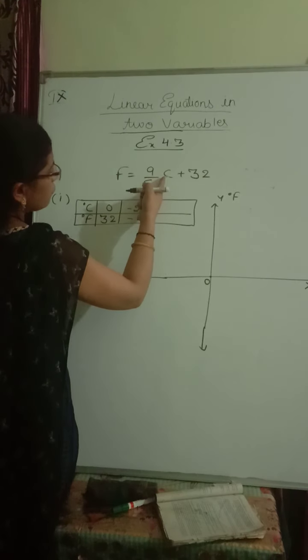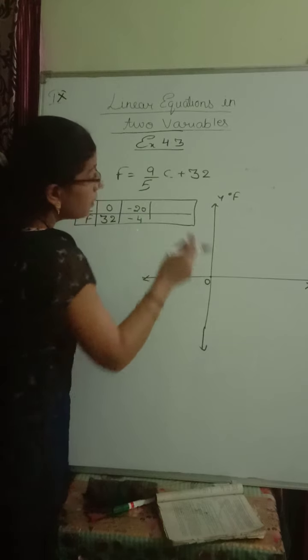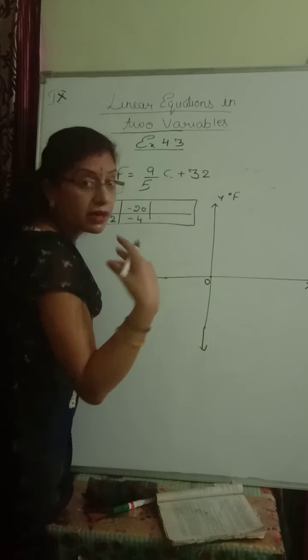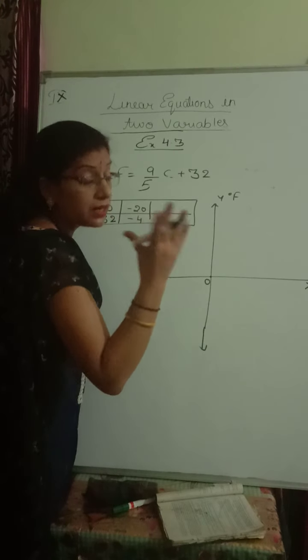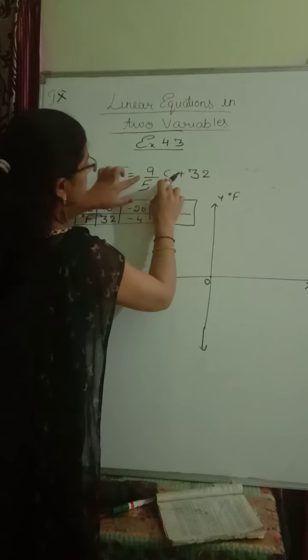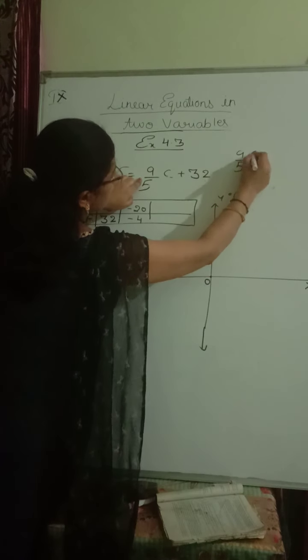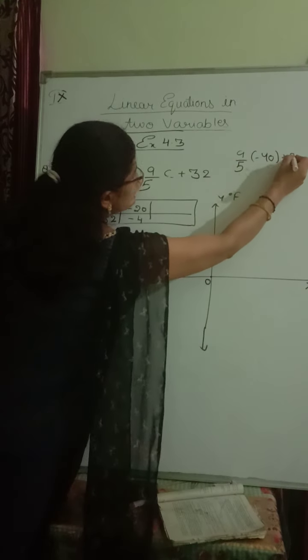Let me put -40. Why am I substituting -40? Because if I put plus, then while adding these two, it will become a very long, big number. So that's why now I am substituting C is equal to -40. So 9 upon 5 into -40 plus 32.